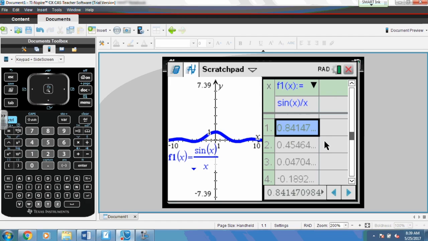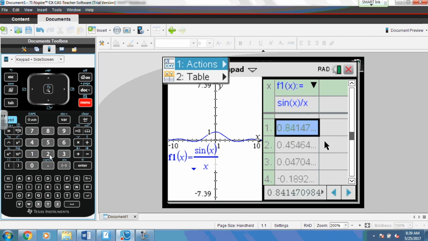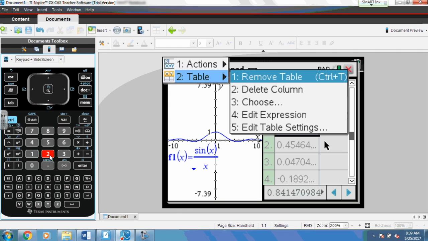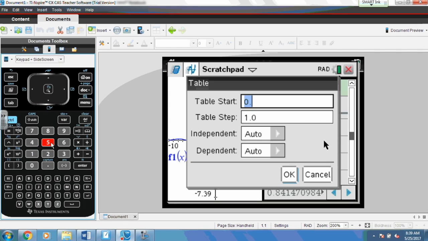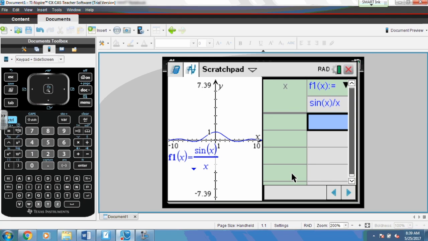So it's giving me 1, 2, 3, 4 as my independent variable. So I'm going to go to table and then edit table settings, number 5. And I'm going to change that independent variable to ask. So my independent variable is going to be put on ask, and I'm going to say okay. Okay, and now it's going to let me put in whatever x value I want, and it'll give me out the y value. So I'm going to put in those ones that I've already written on my table.